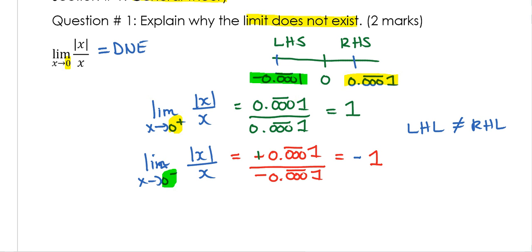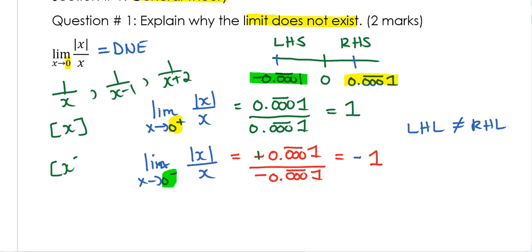Okay, so those are two ways where you could show me that a limit does not exist. You can either draw the graph or you can go right to a number line. Now on your real test, I'm simply going to ask you a very similar question. All I'm going to do is change the function. So I could give you something like 1 over x, maybe 1 over x minus 1, maybe 1 over x plus 2. I could also give you maybe the greatest integer function, or maybe the greatest integer function divided by x. So all I'm going to do for question number 1 is change that limit expression, and you need to show me why the limit does not exist.